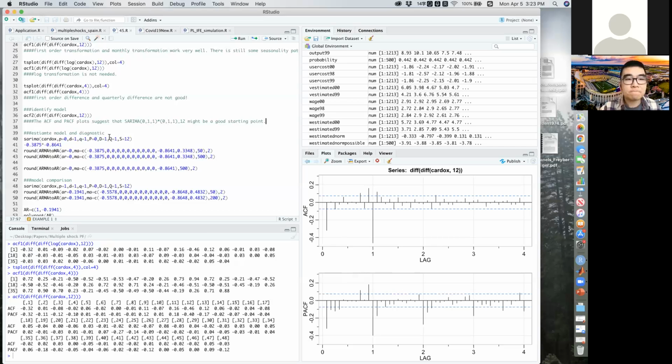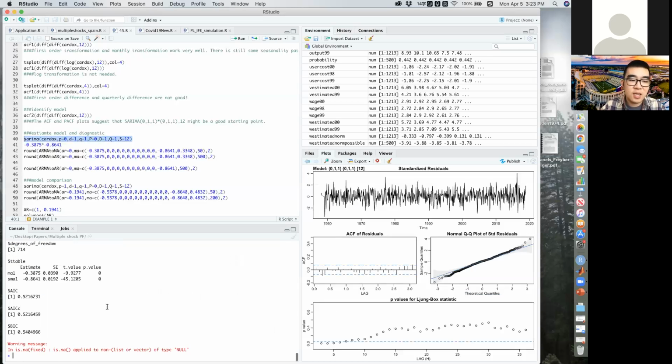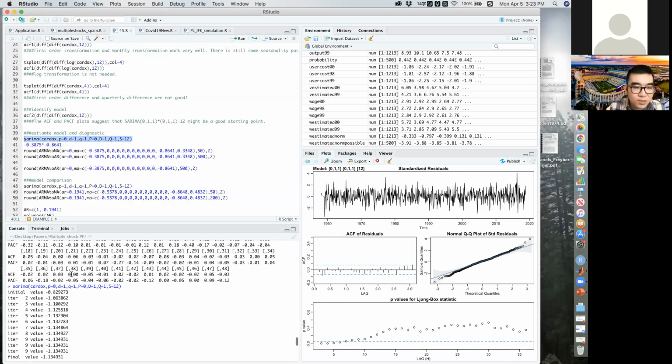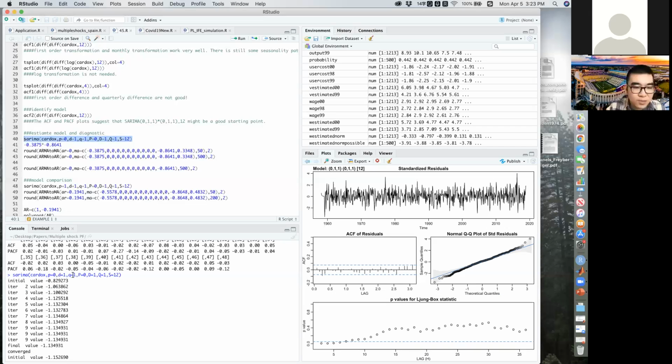But for now, let's just start with this S-ARIMA(0,1,1)(0,1,1)[12] model. And this is the code that we'll use for this fit. The small p, d, q is the regular ARIMA model, and the order is 0, 1, 1. If you take the difference of carbon dioxide first, then it's just 0, 0, 1. But now we just use the raw data, so we will use 0, 1, 1.